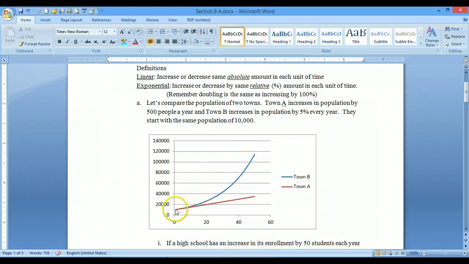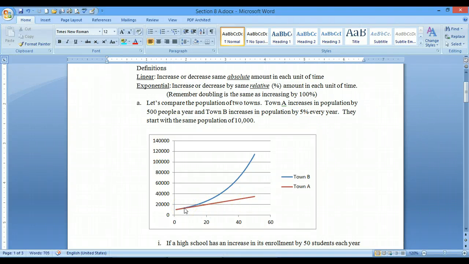Now remember, both of them started at 10,000. Town A is increasing by 500 people a year. So if I go over 1 year, it increased up 500. Over another year, another 500 up, and so forth. It grows very steadily and in the exact same fashion. Every year it goes up 500, and that's why it's a linear increase.